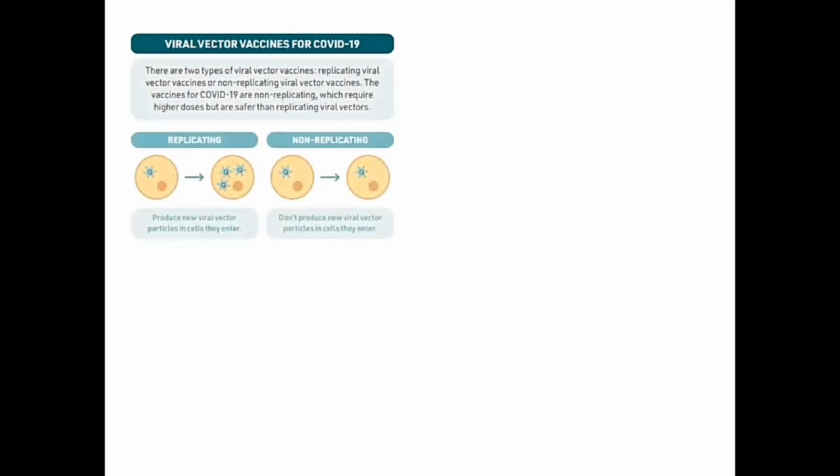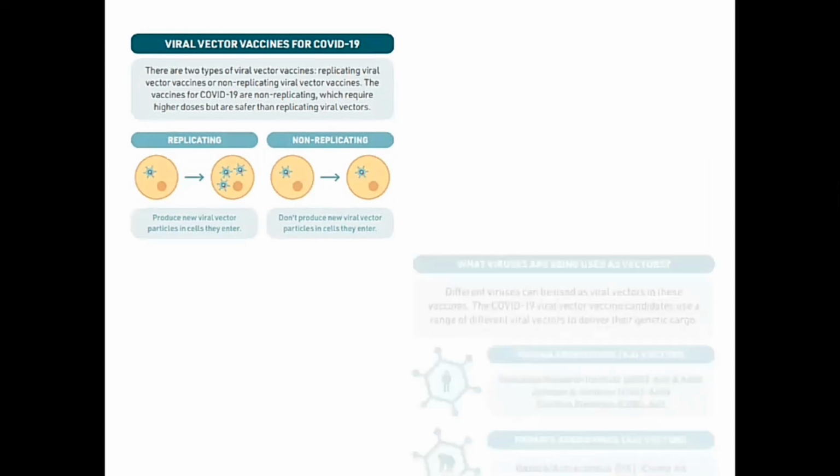The vaccines for COVID-19 are non-replicating, which require higher doses but are safer than replicating viral vectors. So again, replicating viral vectors produce new viral vector particles in the cells they enter, while the non-replicating ones don't produce new viral vector particles in the cells that they enter.